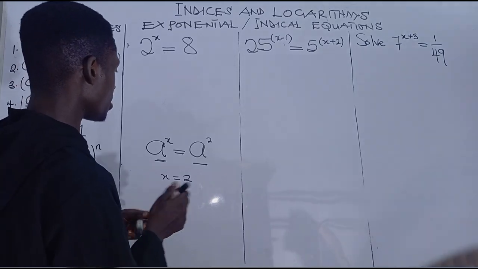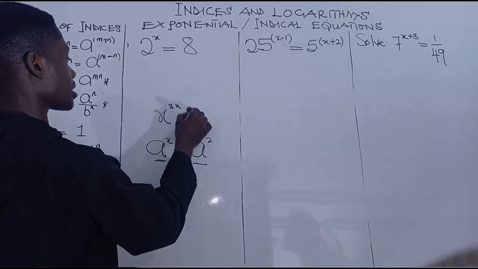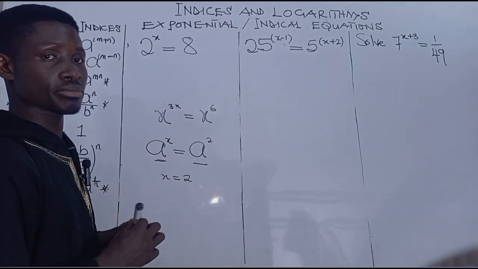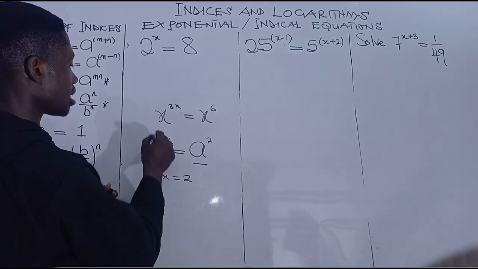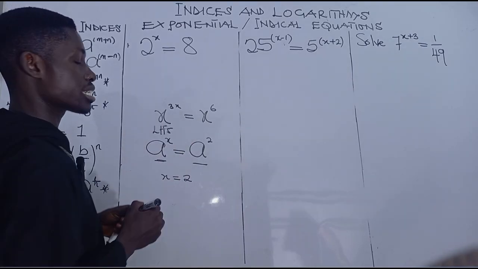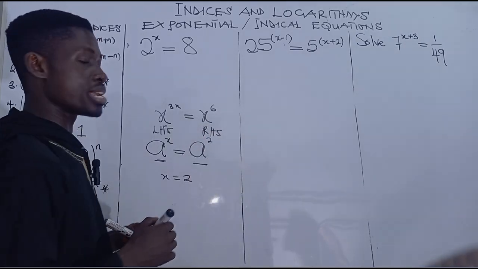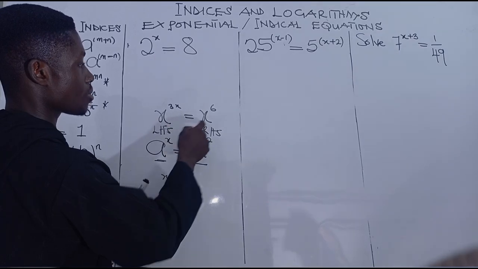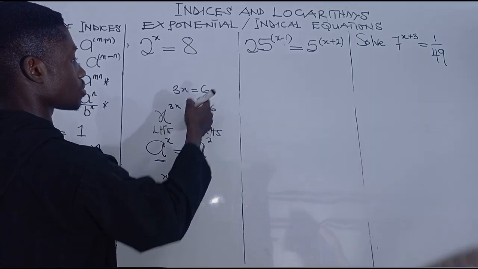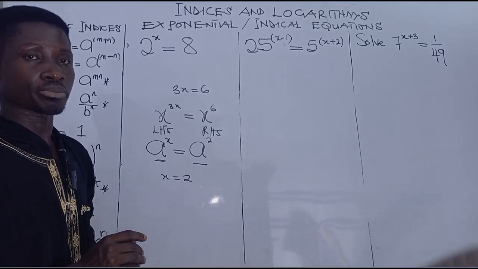Another example is when you have, let's say, x raised to the power 3x is equal to x raised to the power 6. Now you can observe that on the left hand side of the equal sign, we have a base of x, and then on the right hand side of the equal sign, we have a base of x. And since the bases are equal, we just equate their exponents. So we have 3x is equal to 6. This is how we solve questions on exponential equation.